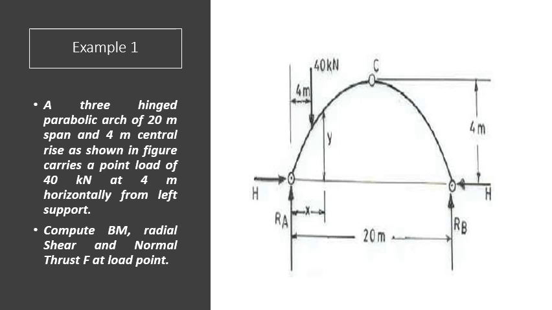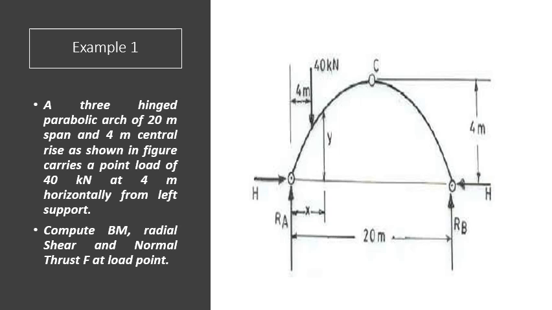Usually you may not get the diagram along with the problem because everything is explained in the problem. You may have to draw the diagram by yourself. So if we draw the diagram here, the 40 kilonewton force is acting at a distance of 4 meter from the left support. Central rise is 4 meter, span is 20 meter, and you have to find the internal forces at 4 meter, that is at the loaded point, right?